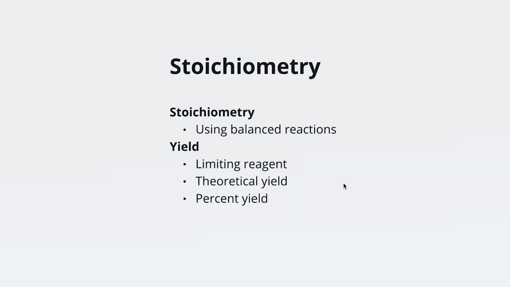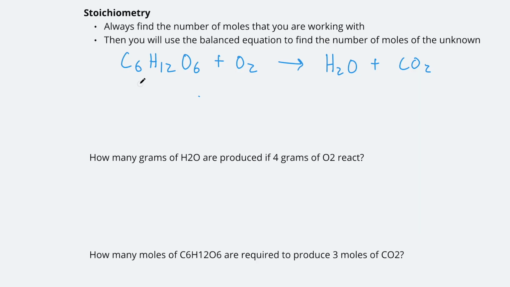In this video, we'll go over stoichiometry and then finish by talking about theoretical yield and limiting reagents. Stoichiometry problems are always about finding an unknown amount of an element or a molecule in a chemical reaction. And to find that unknown amount, you're always going to be given some amount of another molecule or element in that same chemical reaction.